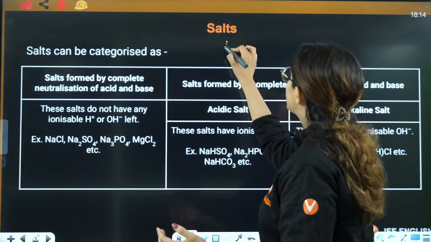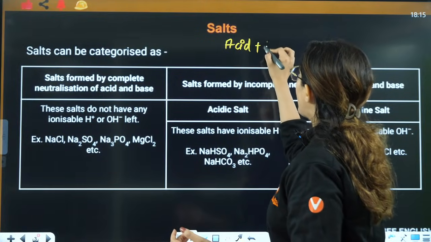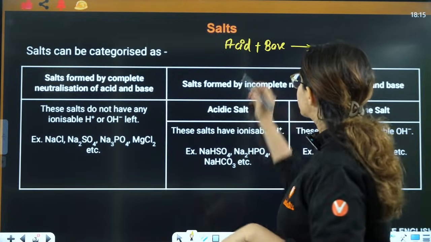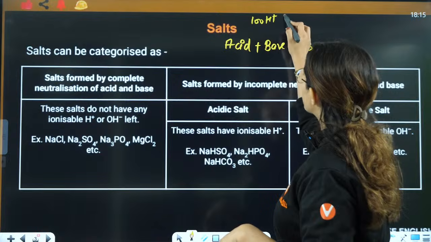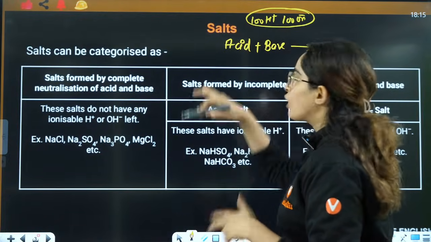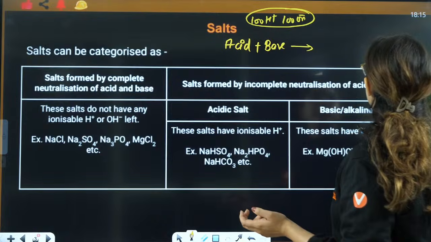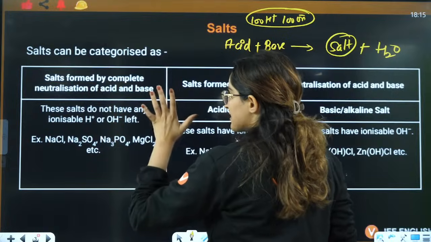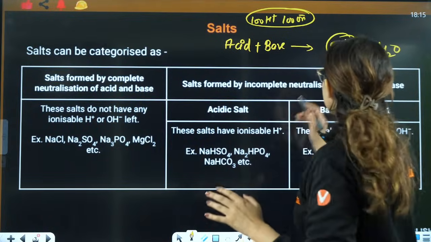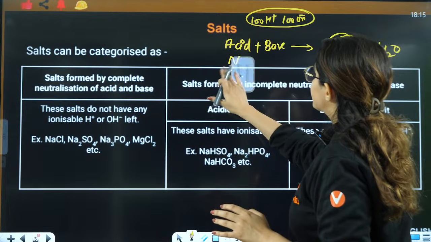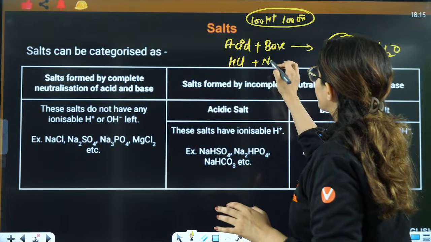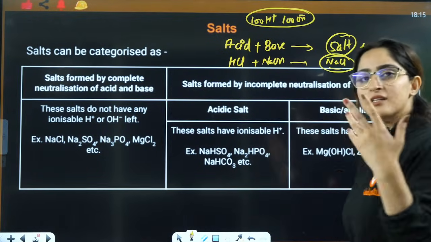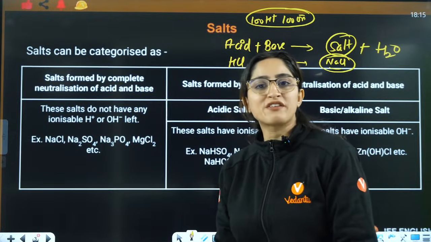So basically when you have an acid and you have a base, if there is complete neutralization, let's say you have 100 H positive and 100 OH negative ions, all of them are neutralized to form water, right? Then the salt that is formed is called a salt by complete neutralization, right? For example, you have HCl and NaOH. With complete neutralization, they will form NaCl. NaCl does not have any H positive or OH negative here, right?